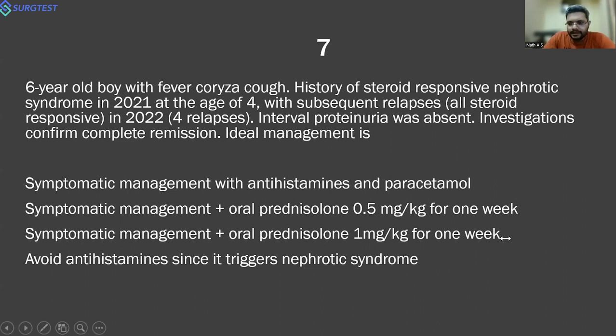Has Fatur Rabani given the answer for this one only? Yeah, I think we were. Yeah, yeah, yeah. So everybody says C. Everybody says C. Somebody says B.